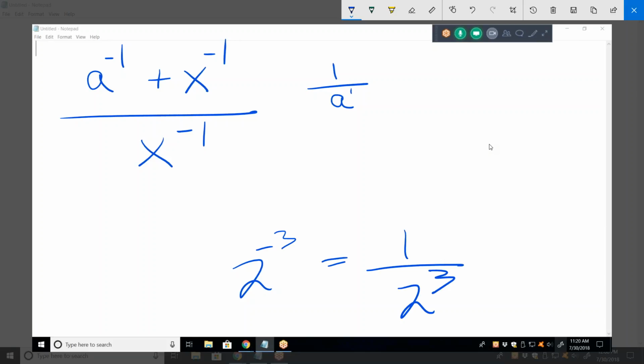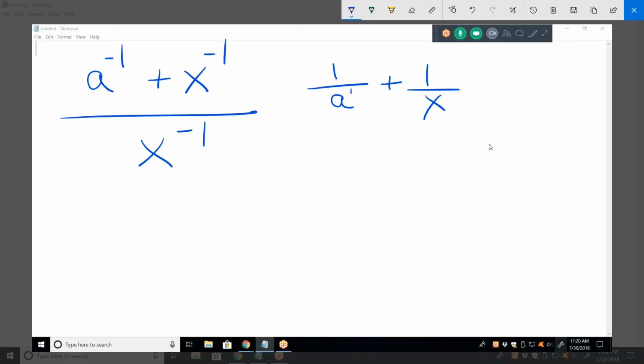Very important principle: that's all negative exponents mean. They don't mean negative numbers. Well, I shouldn't say never, but in order to do this operation, we've got to convert it to 1 over a. Well, what's the next thing? Plus 1 over x. Correct. Again, get rid of those negative exponents, all over what? All over 1 over x.